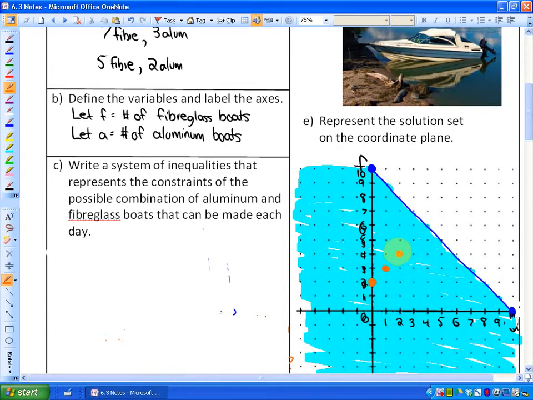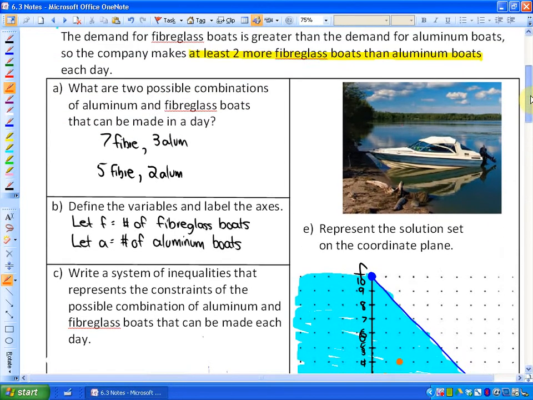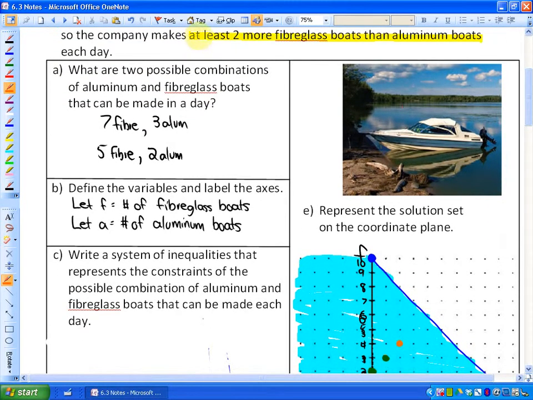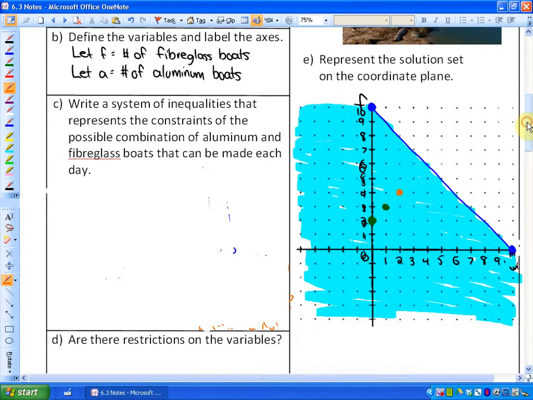So the last thing to ask yourself about that boundary is, is it inclusive? Are you allowed to have exactly 2 more fiberglass boats than aluminum boats? And the answer to that is yes. If it's at least 2 more fiberglass boats, then you are allowed to have exactly 2 more fiberglass boats. So that particular boundary line should be a solid boundary line because it's inclusive. Okay, so it would look something like this.